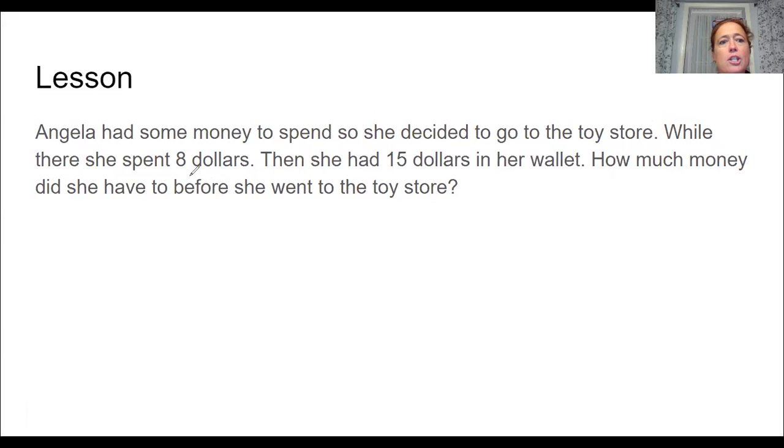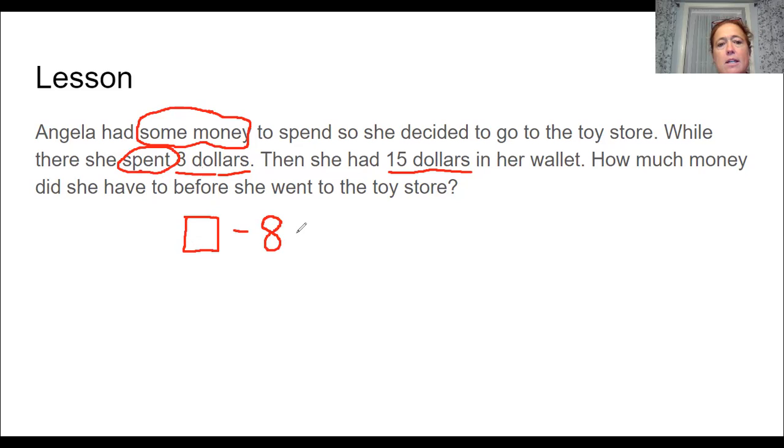All right, so we know that she spent $8 while she was in the toy store, and we know that she left with $15 in her wallet. Well, what don't we know? We don't know how much money she had to begin with, okay? So our unknown is at the beginning of our equation. We don't know how much money Angela had when she started. We know that while she was there, she spent $8. So we're subtracting $8, and then we're getting what she has left, which is $15.